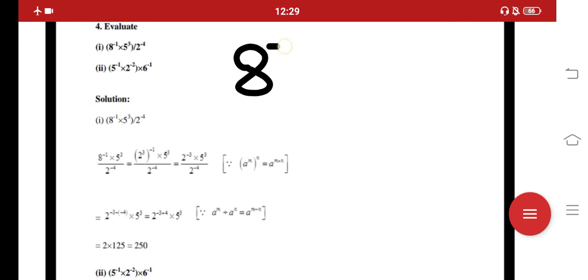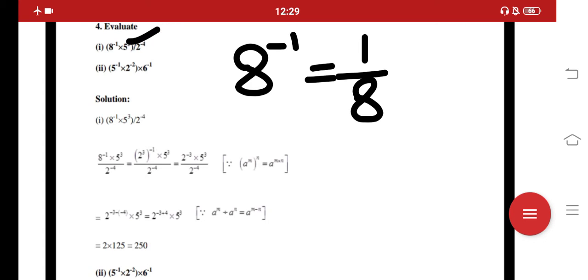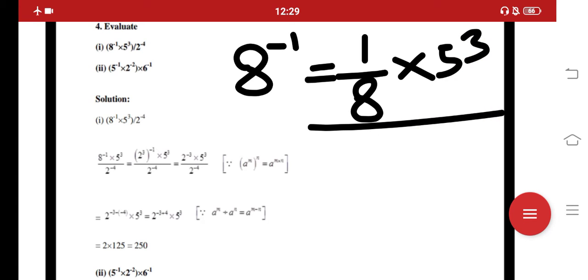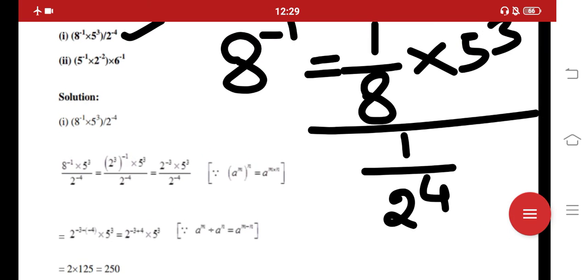8 to the power minus 1 can be written as 1 upon 8. Okay, in multiplication what is written? 5 to the power 3. So we will write here 5 to the power 3. Okay, and in divide what is given? In divide, 2 to the power minus 4. So 2 to the power minus 4 can be written like this. Okay, after this much, what do we have to do? We have to flip the numbers.